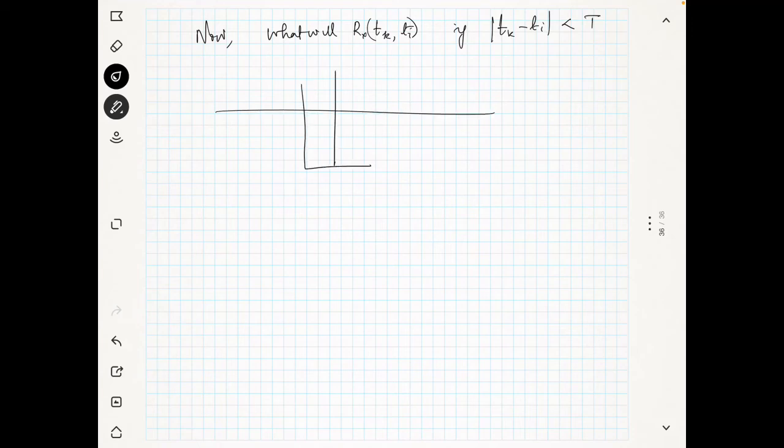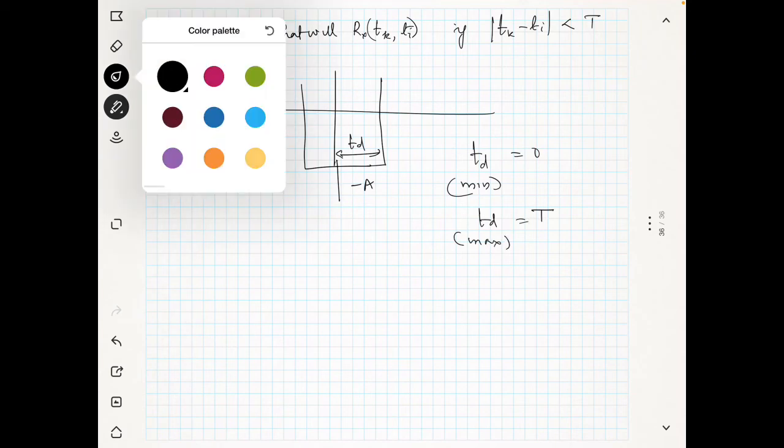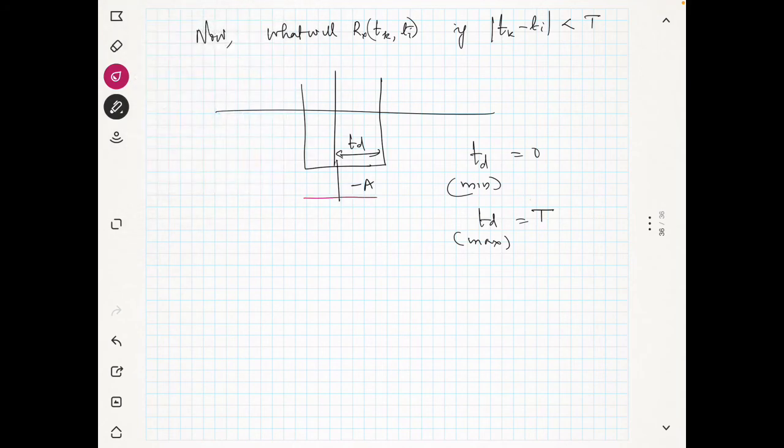Okay, I will draw one pulse anyway. This is one pulse. Let's say this is minus a, and this duration is Td. It is also given that Td has a minimum value of 0, and the maximum value it can go up to is capital T. And I told you, this is Td, and the pulse duration is T, and this duration will be nothing but T minus Td. Okay, that is a very, very important notion.